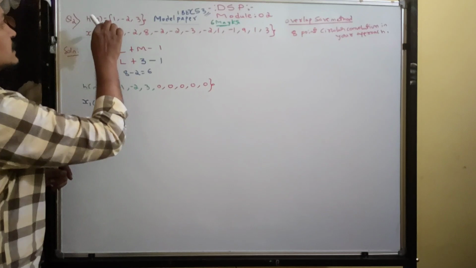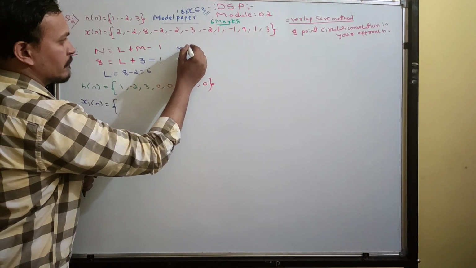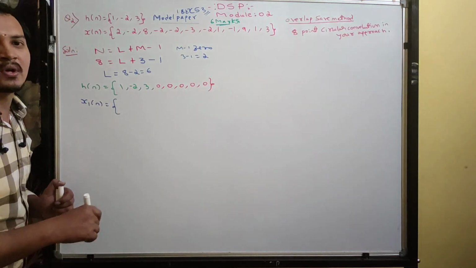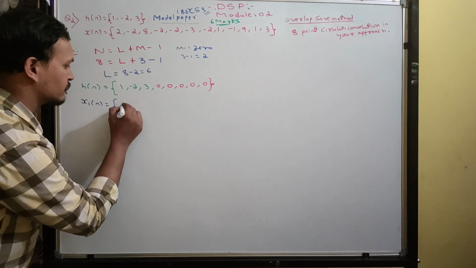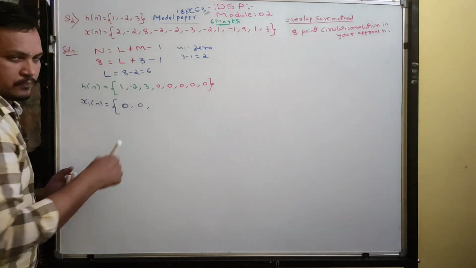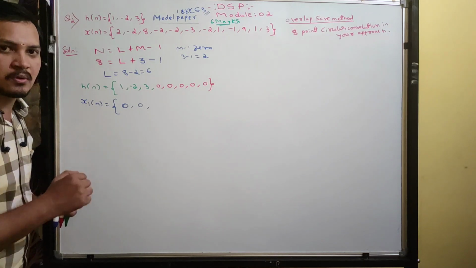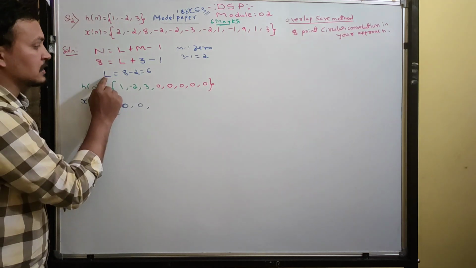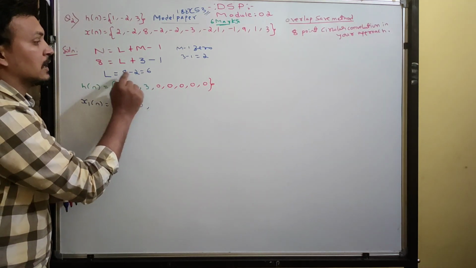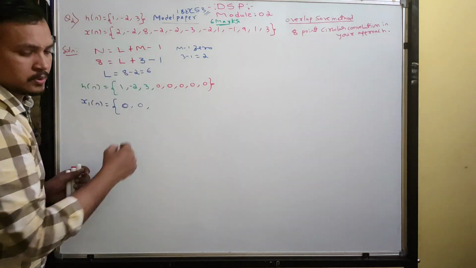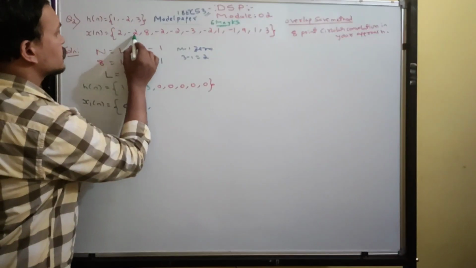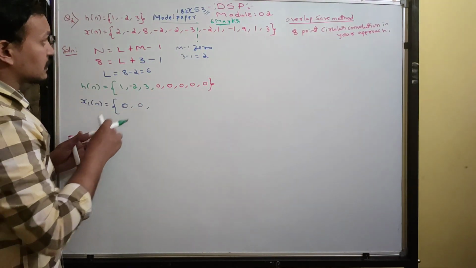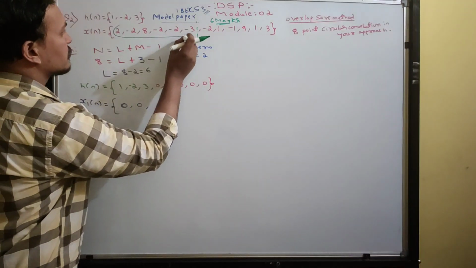So first, what is M? M minus 1 zeros. M is 3, and 3 minus 1 is 2. So 2 zeros you should write at the start: 0, comma, 0. After writing the M minus 1 zeros, copy the data block. What is the length of this sub input? The number of samples in the input from dividing the overall input is 6 samples. Count 1, 2, 3, 4, 5, 6. So you should take 6 samples.